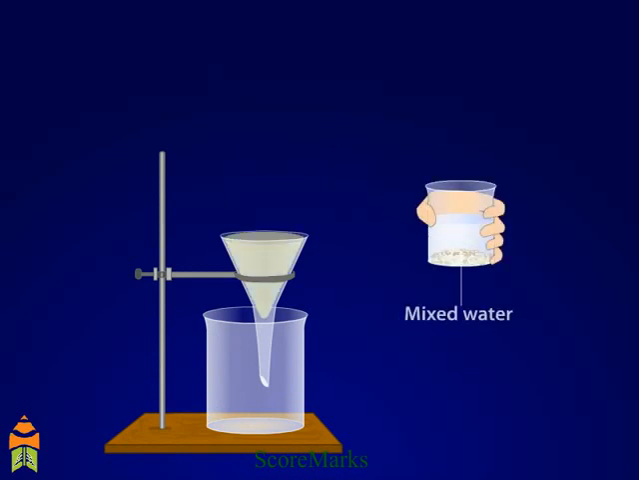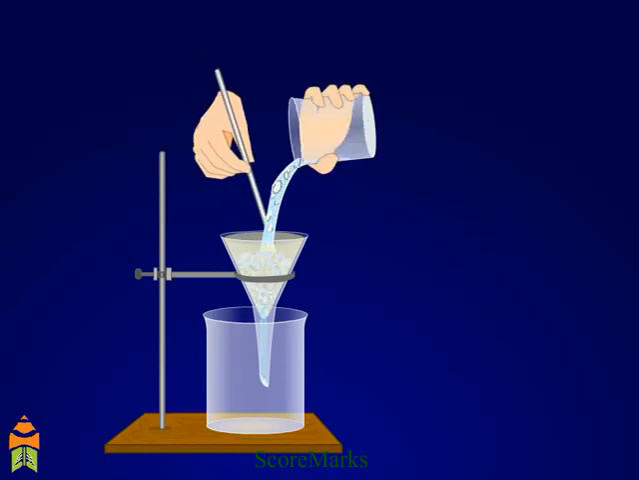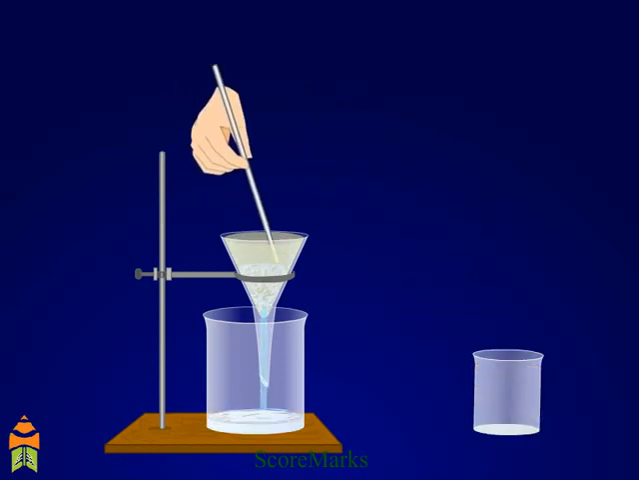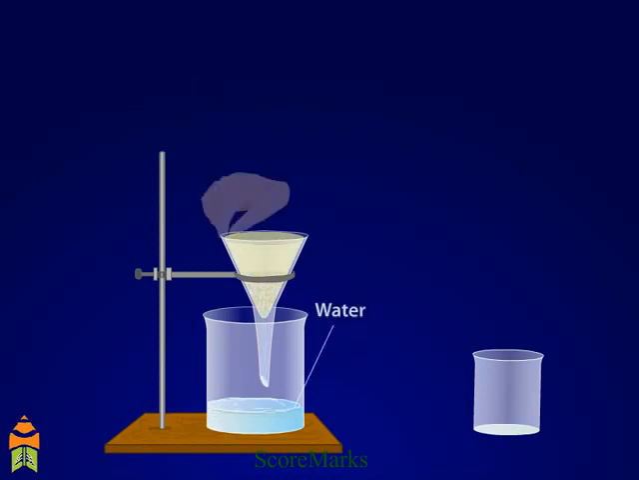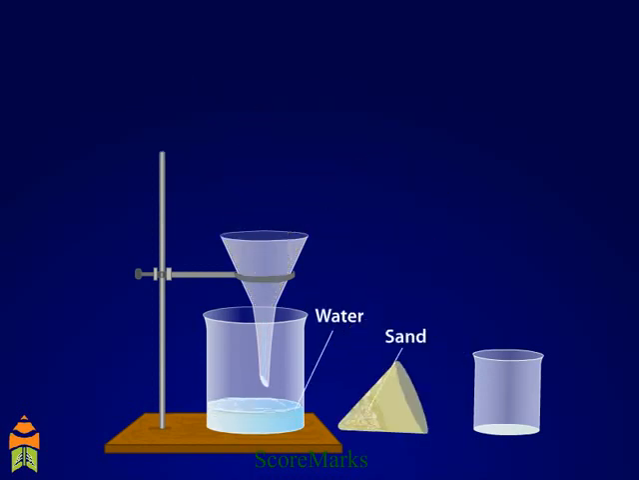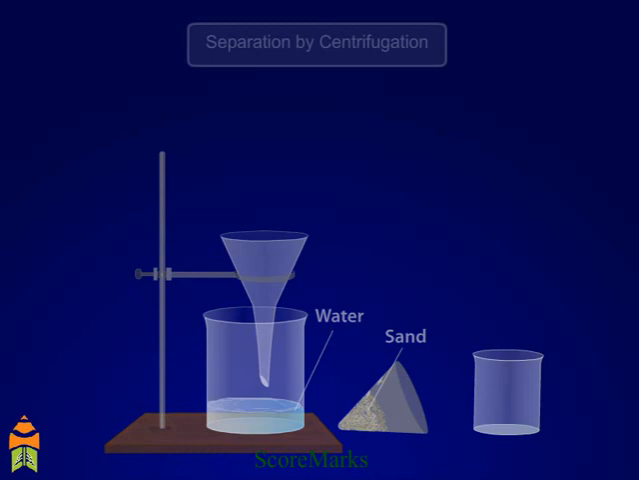You might have seen a tea strainer in your house. It is used to filter tea, in which the insoluble particles are left behind the strainer. Similarly, a mixture of solid and a liquid can be separated by a filter paper. For example, when the mixture of sand and water is poured on a filter paper fixed in a funnel, the clear water passes through it and the sand remains behind the filter paper.